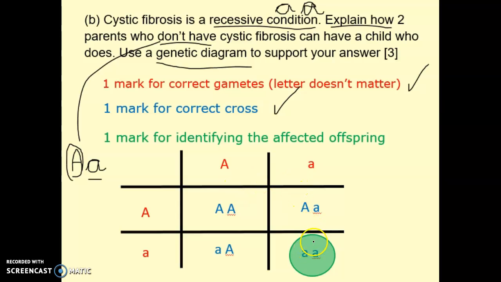But then the most important thing is to not just stop there, but to actually identify which one would have cystic fibrosis. And as you might remember from your notes, there's a 1 in 4 chance or 25% chance of them having the disease. So it's the homozygous recessive. So although they're healthy themselves, they can have a child with it.